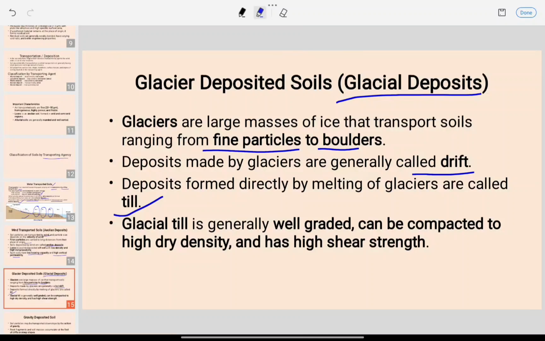An important engineering property of glacial till is that it is generally well graded and it can be compacted to high dry density, and it has high shear strength. So glacial deposits are important because glaciers can transport a wide range of soil particles and form strong compact deposits after melting.